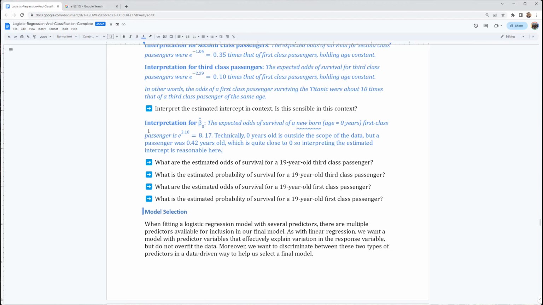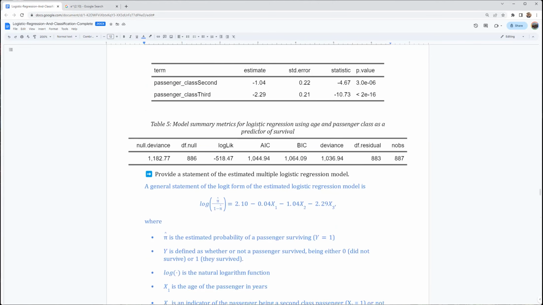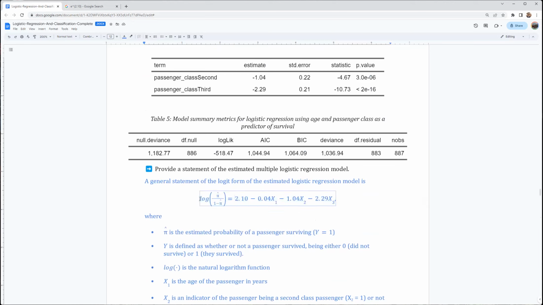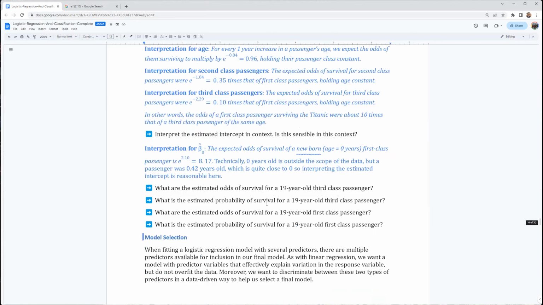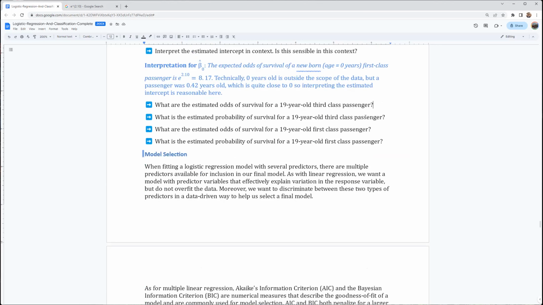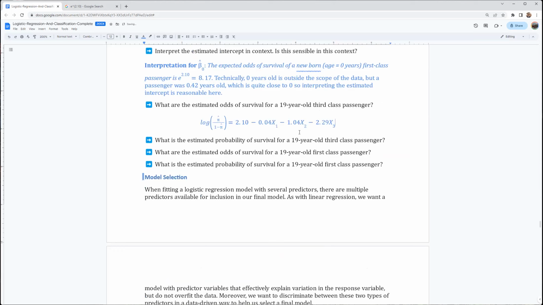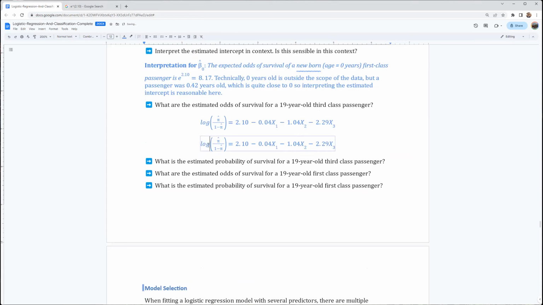All right. What about the estimated odds of survival for a 19-year-old third-class passenger? Let's use our estimated logistic regression equation to get this probability. We're getting the odds. So here's our equation, and that tells us that if we solve for the odds, we can get rid of this log function by saying e to the power of this whole side gives us the estimated odds here.